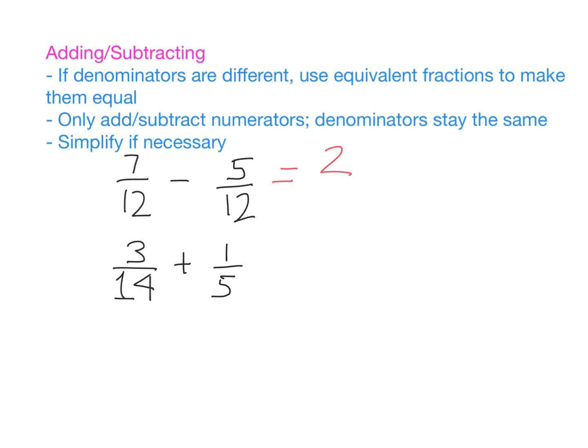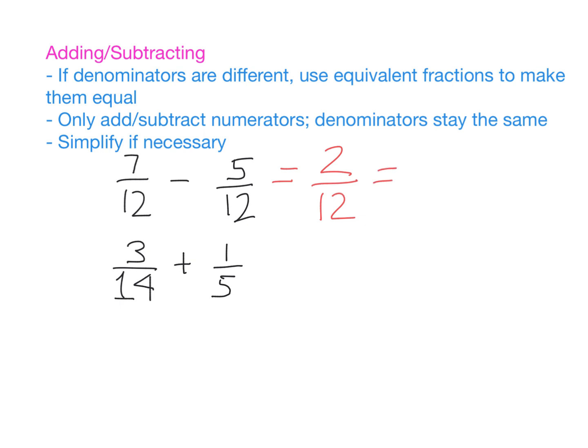Lots of people make that mistake and it's wrong. In fact, if you had 2 over 0, it's undefined. It doesn't work. When you're adding or subtracting, you leave the denominator the same. So this would be 2 over 12. Now, always check if you can simplify your answer.